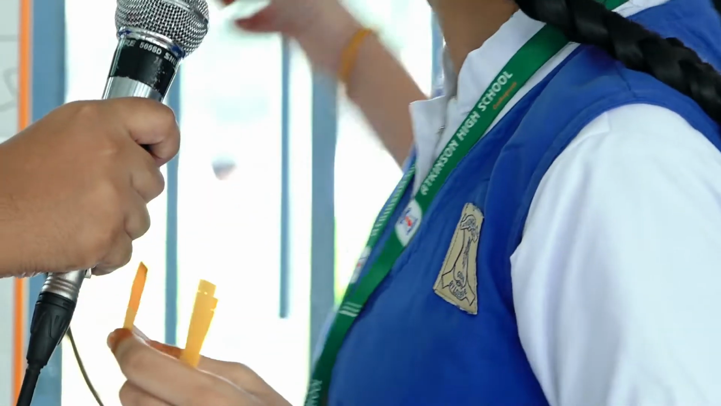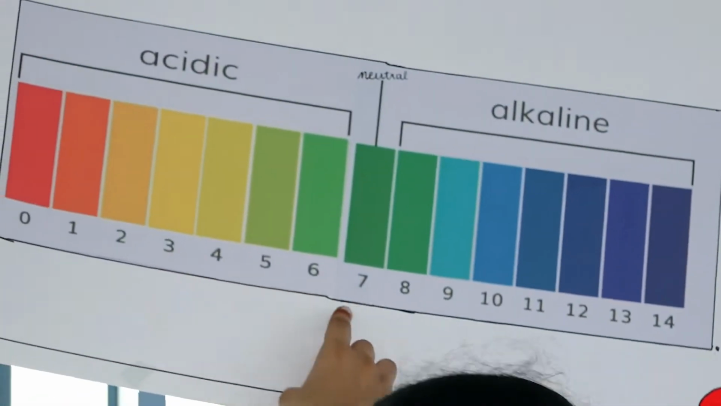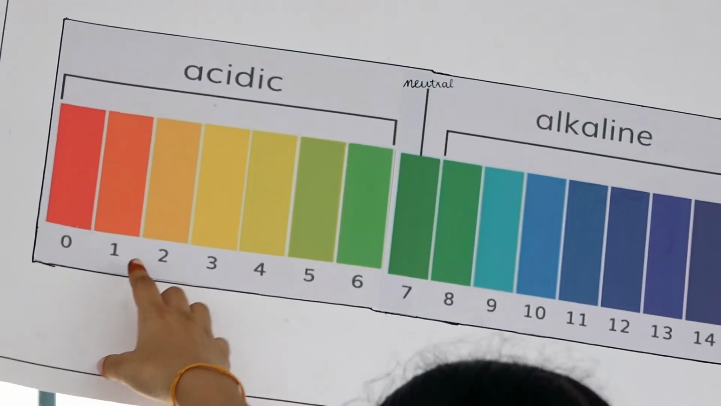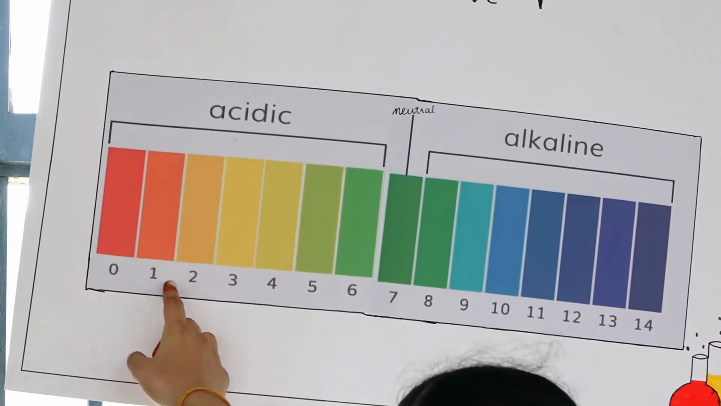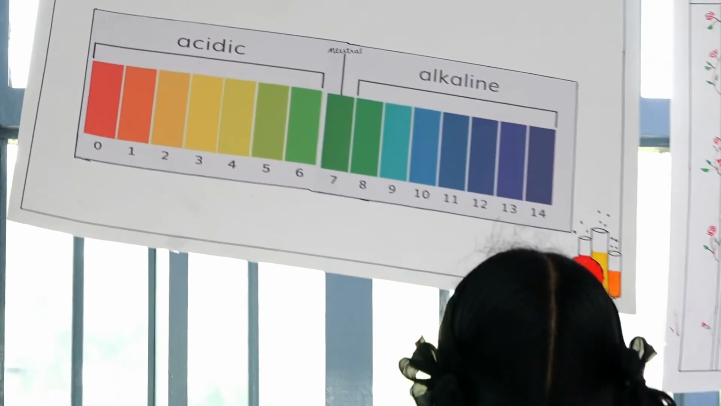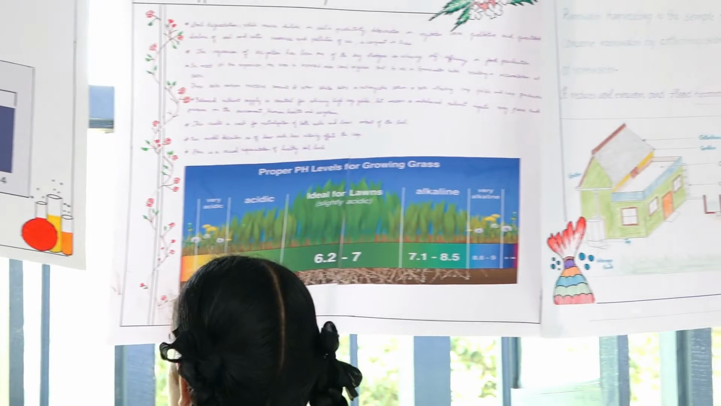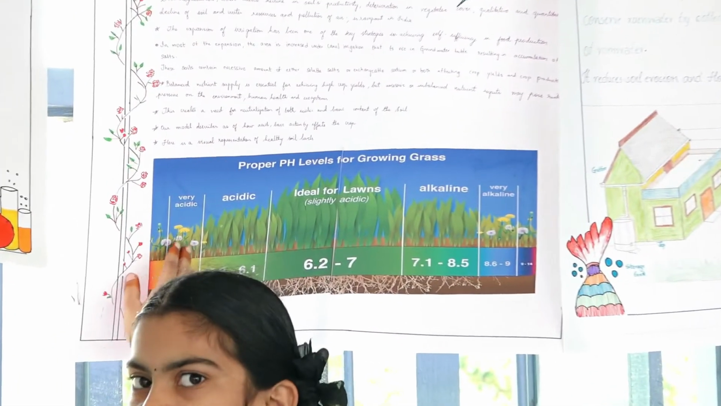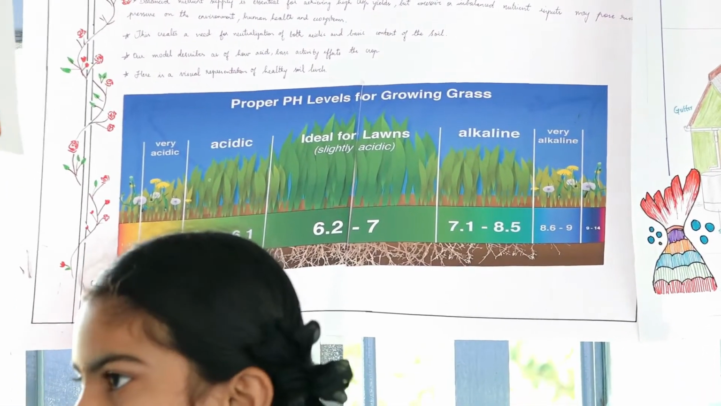And also here, this chart shows all the pH scale. Here, watch, 0 to 1 is acidic in nature. And also this chart tells us that acidic nature is very harmful for soil.